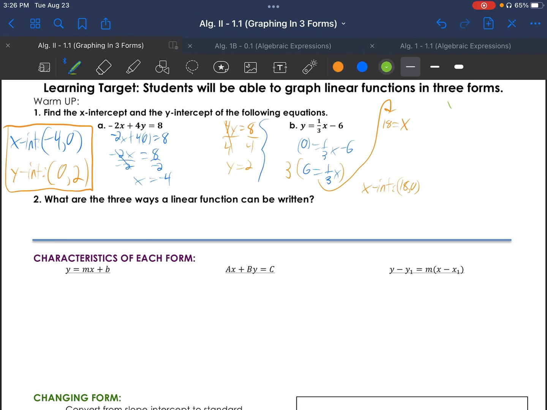Now for the y-intercept, y equals, once again, 1/3 times 0. When you replace that, it's just going to be 0, so y just equals negative 6. So the y-intercept is 0, comma negative 6.